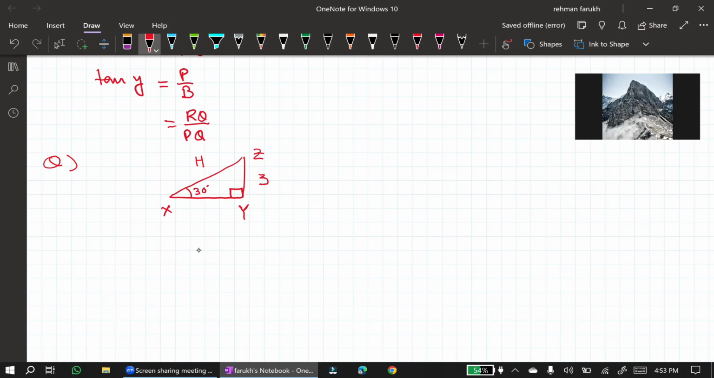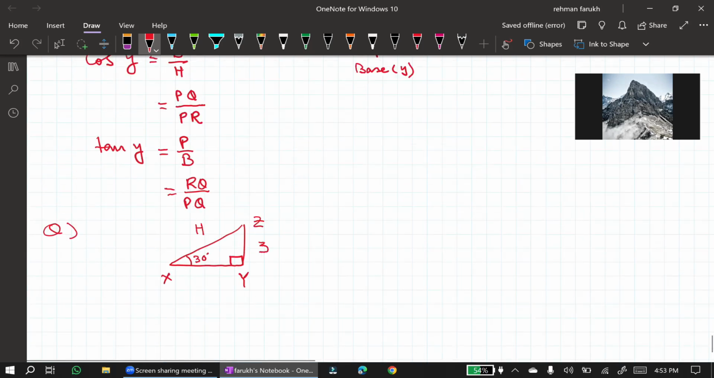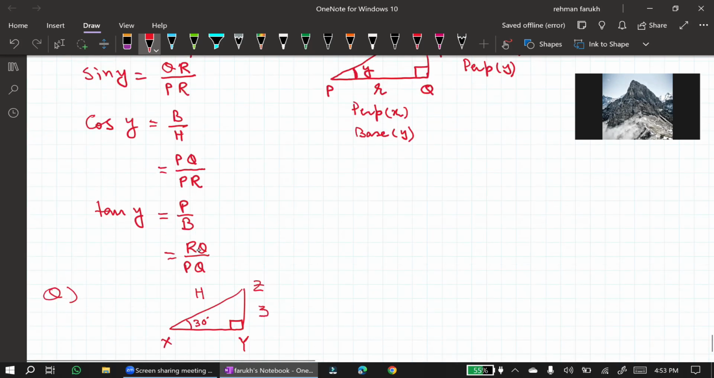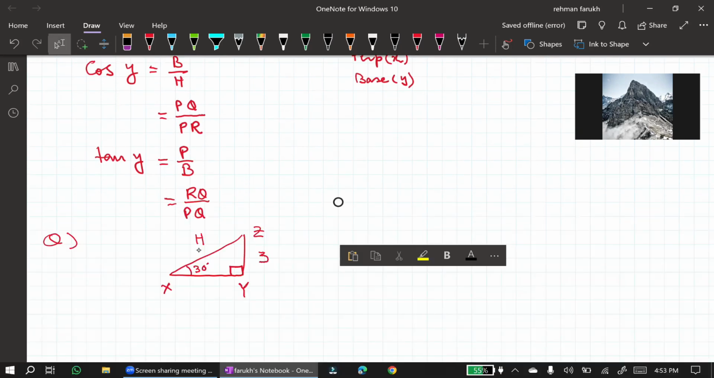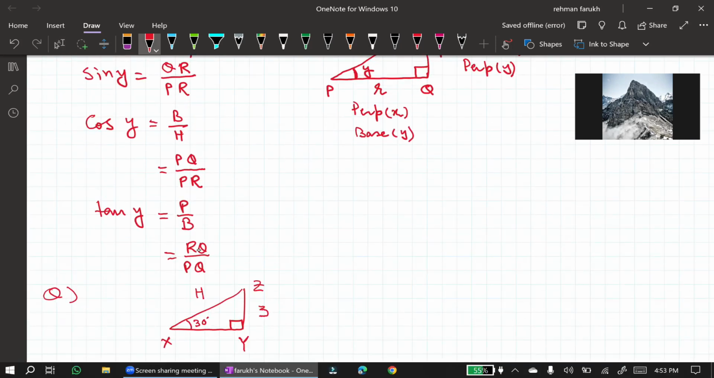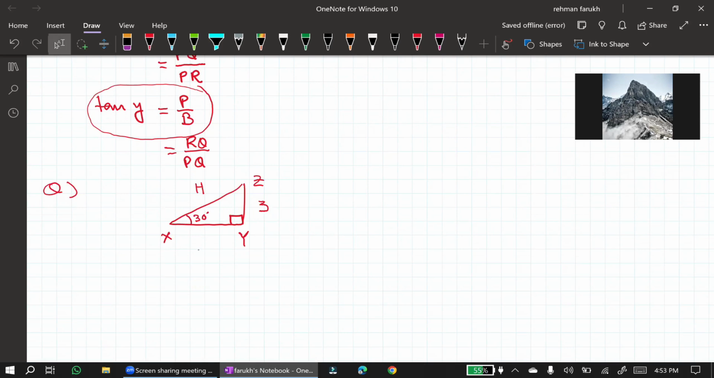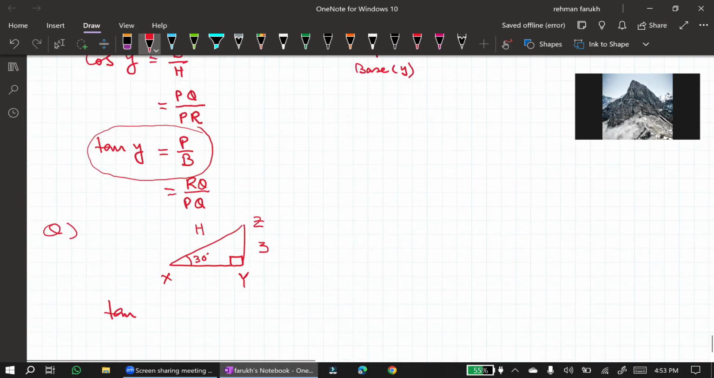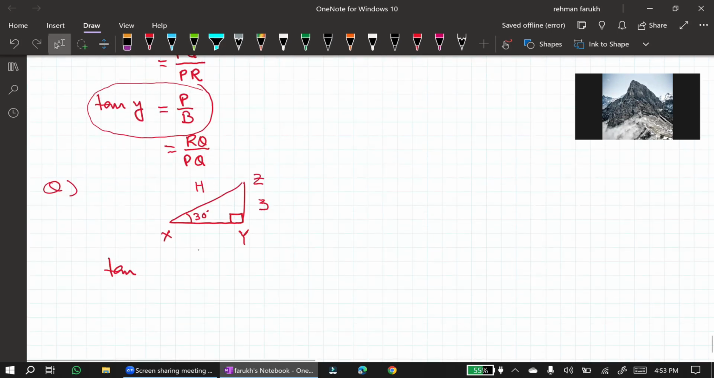Now xy is the base and yz is the perpendicular. Now in which ratio are both base and perpendicular involved? Now you can see that in tan both base and perpendicular are given. So we will use the formula tan 30, the angle given in this triangle XYZ, is equal to perpendicular over base.